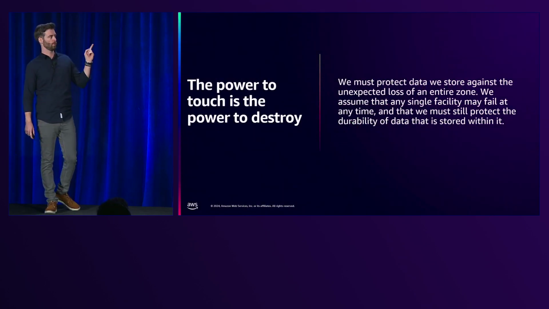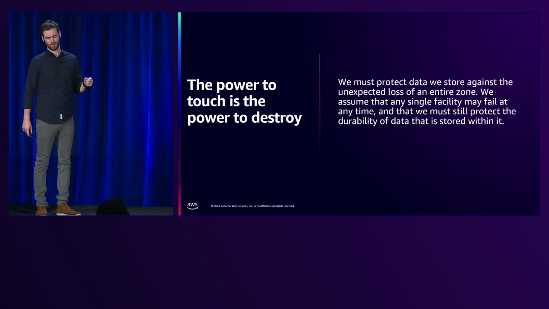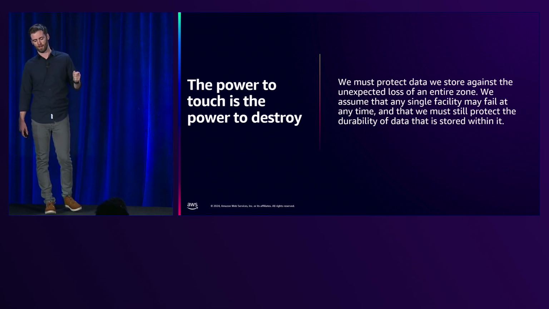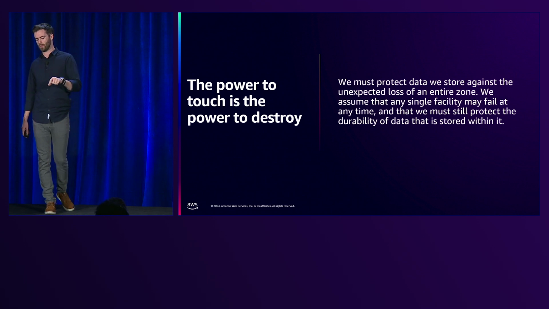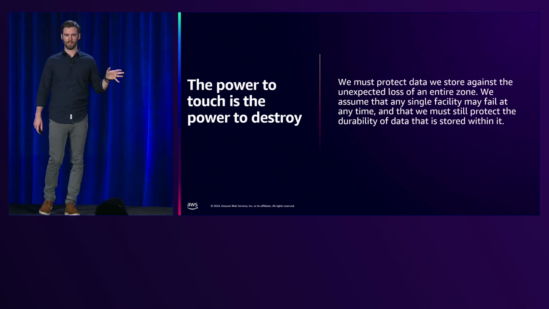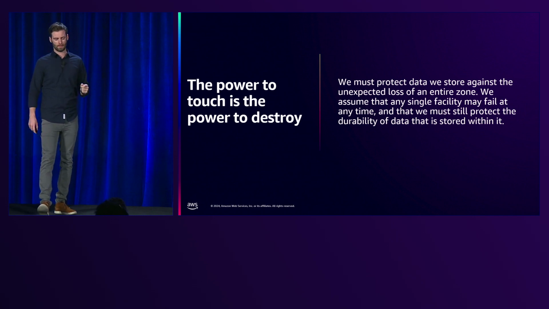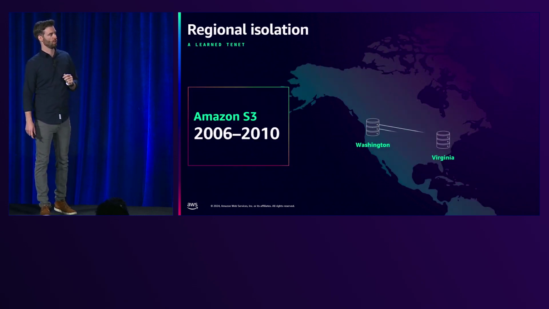But I want to come back to that statement earlier. We must protect data we store against the unexpected loss of an entire zone. We assume that any single facility may fail at any time and that we must still protect the durability of the data that's stored within it. That threat seems pretty easy with how we're structured today, because when an AZ goes out, we're able to tolerate it. But I wonder if anyone actually knew that S3 started out as a global service.